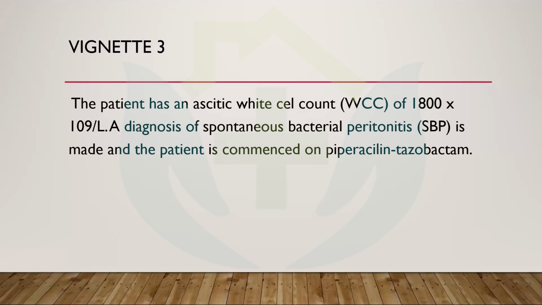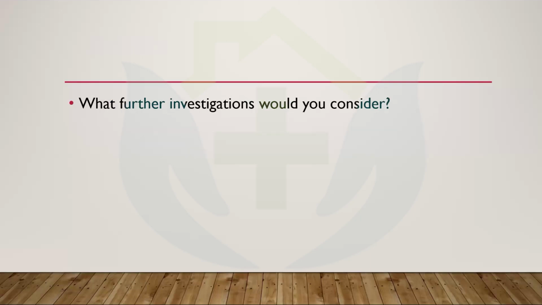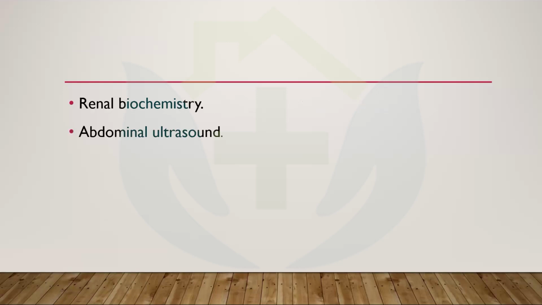Next minute, the patient has an ascitic WBC of 1800, diagnosis of SBP is made, and the patient is commenced on piperacillin tazobactam. Okay. So the next question is, what further investigations would you consider? You have sent biochemical investigations, you have done the ascitic tap. Now the patient is having SBP. What you'll do is renal biochemistry, and an abdominal ultrasound is warranted for this patient.